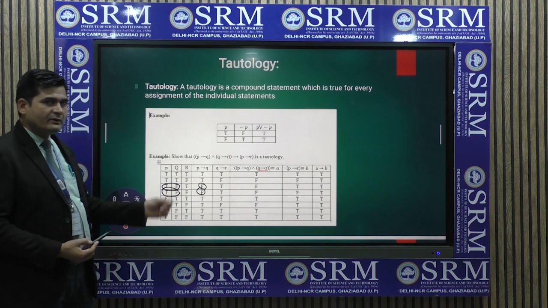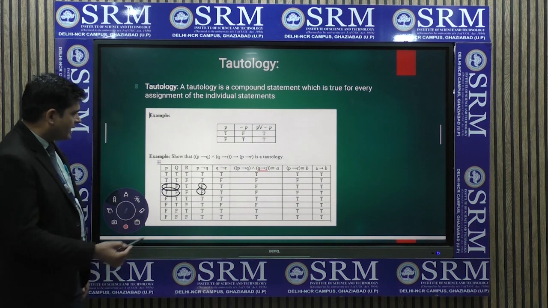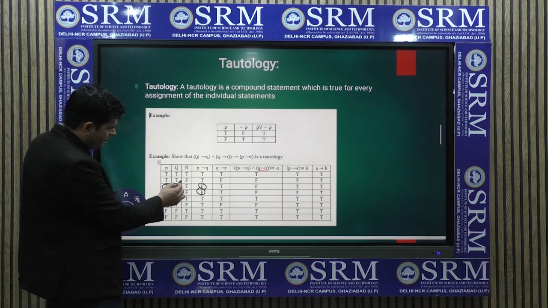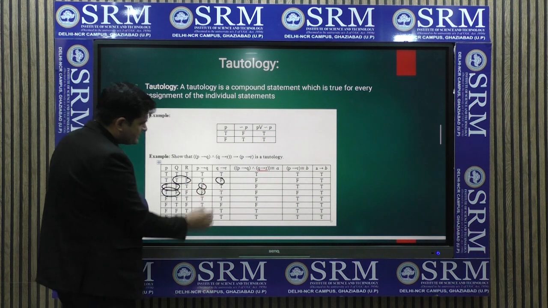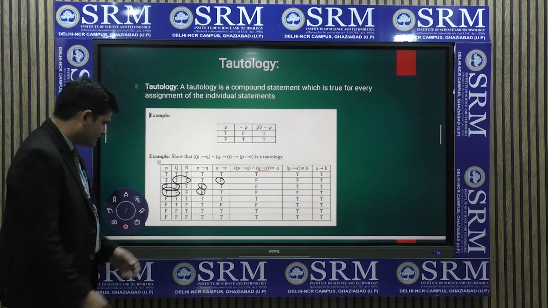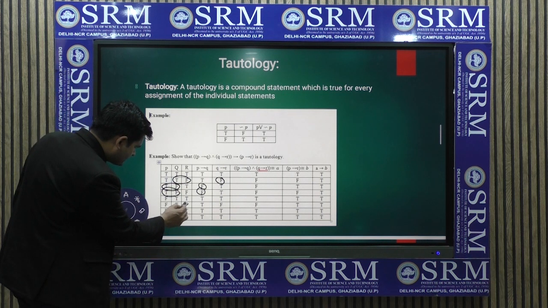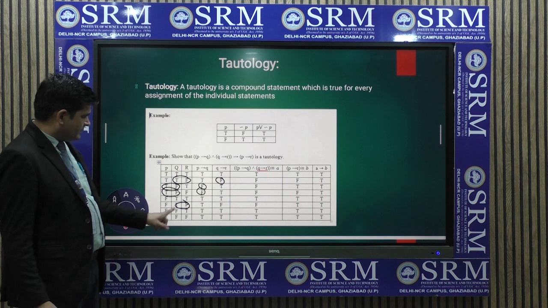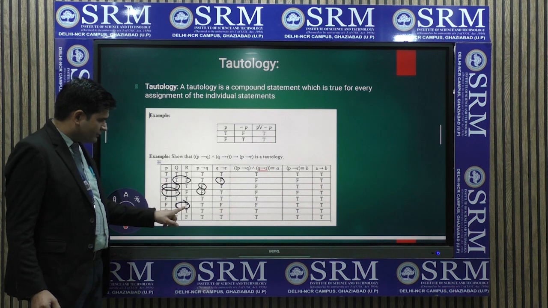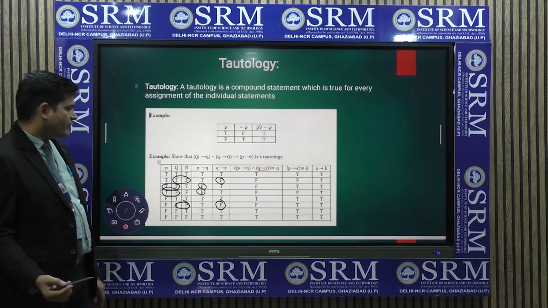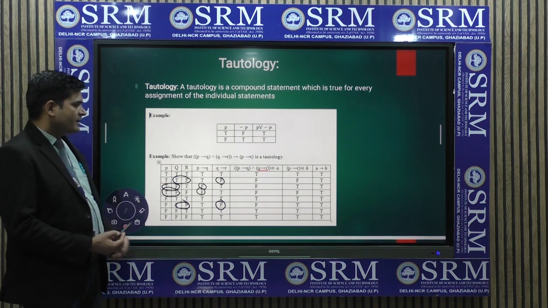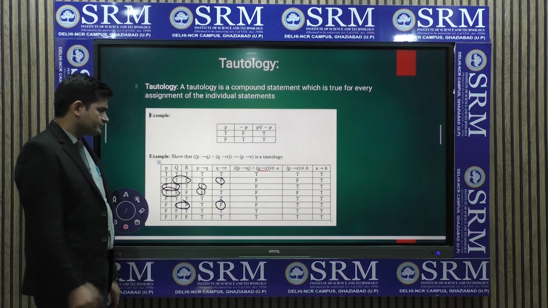Similarly, students, we will find out Q conditional R. It is false only in the case when Q is true and R is false. Here also Q is true and R is false, so it is also false. So in these two cases it is false, otherwise Q conditional R is true.